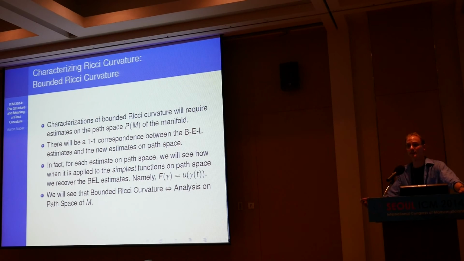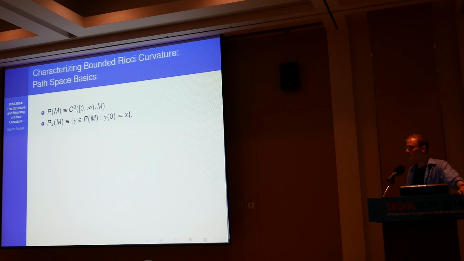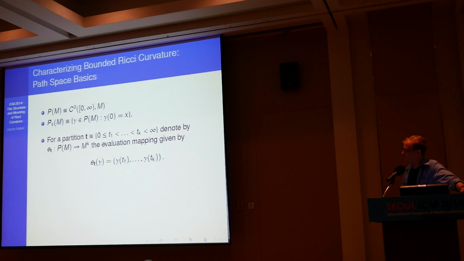So first off, what do I mean by path space? I mean the continuous mappings from 0 to infinity to M. Continuous, not smooth, not based. Path space comes naturally equipped with a great piece of structure. The first thing you get from path space are evaluation maps. That is, take a partition, a sequence of times t1 through tk, and associated to that, we have a mapping from path space to M to the k that just takes the curve and evaluates it at those k times. Simple.